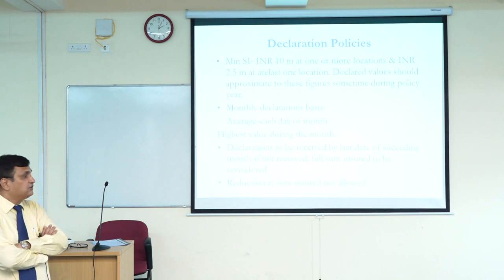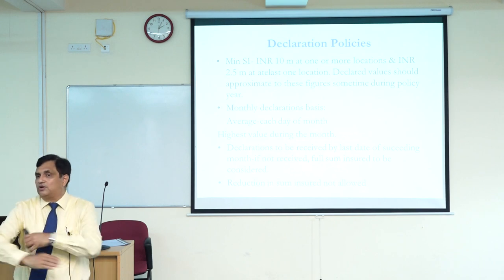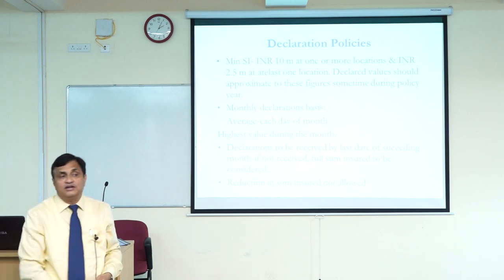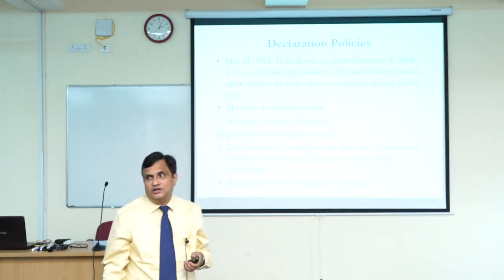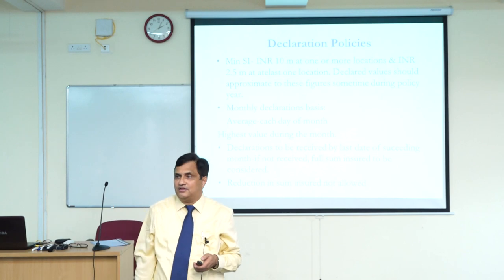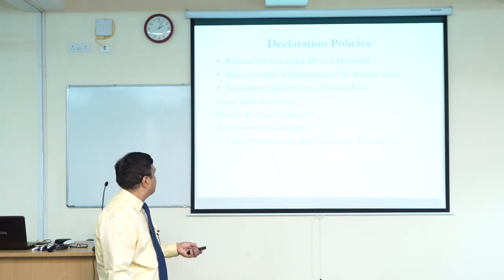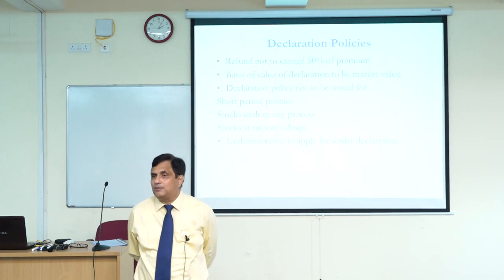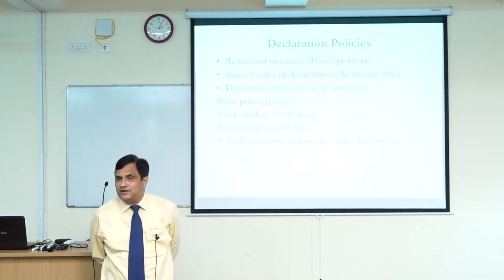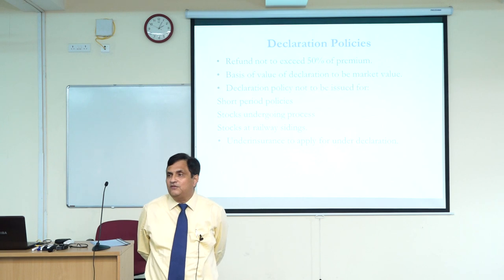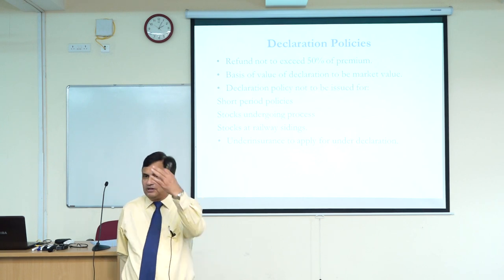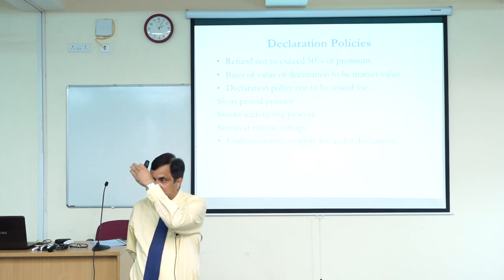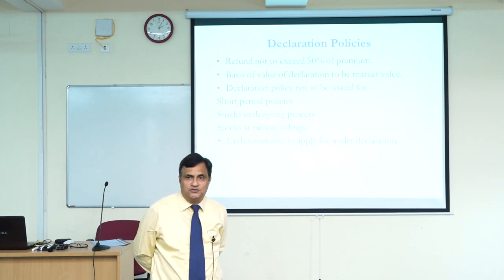Next thing is, reduction in sum insured is not allowed. Because you are giving a declaration facility and refunding the premium, there is no reason why you have to reduce his sum insured. So reduction of sum insured is not allowed under this policy. Refund not to exceed 50% of the original premium. That means the maximum refund I will give is 50%. Even if the stock's average is less than 50%, I am not going to give him a full refund. I will restrict my refund to only 50%.